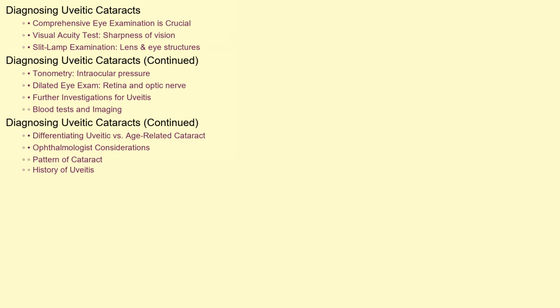How is a uveitic cataract diagnosed? A comprehensive eye examination is crucial. This includes a visual acuity test to assess sharpness of vision, a slit lamp examination to evaluate the lens and other eye structures, tonometry to measure intraocular pressure, and a dilated eye exam to visualize the retina and optic nerve. In cases of suspected uveitis, further investigations like blood tests and imaging studies may be performed to identify the underlying cause of the inflammation. An important differential diagnosis is differentiating a cataract that is truly from uveitis versus just an age-related cataract. In these cases, your ophthalmologist will consider the pattern of cataract and history of uveitis.